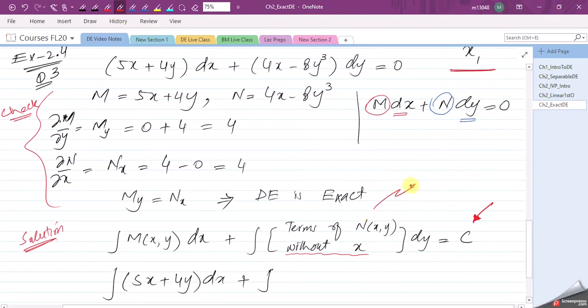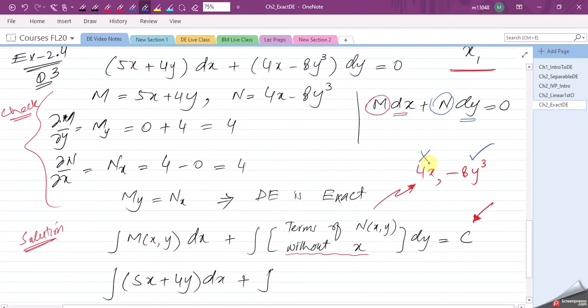How many terms do we have in N? N is 4x minus 8y cube. Two terms, because in mathematics we don't consider 4 and x as separate terms. We consider 4x as one term, minus 8y cube as the second term. Now terms of N without x means this one.